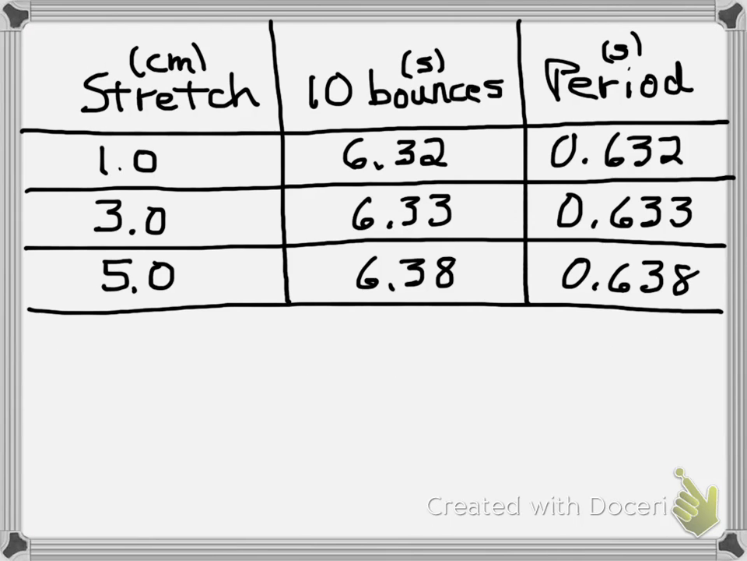So your original table looked like this. You had stretches in centimeters of 1.0, 3.0, and 5.0. And the data I gave you was for 10 bounces. Well, you want to graph the period, which is 1 bounce, so you have to divide each of the numbers in the second column by 10 to get a period, or a single bounce. So now we have data for the period and the original stretch.